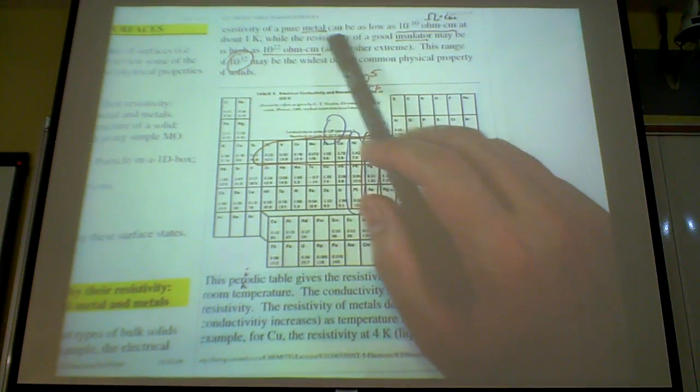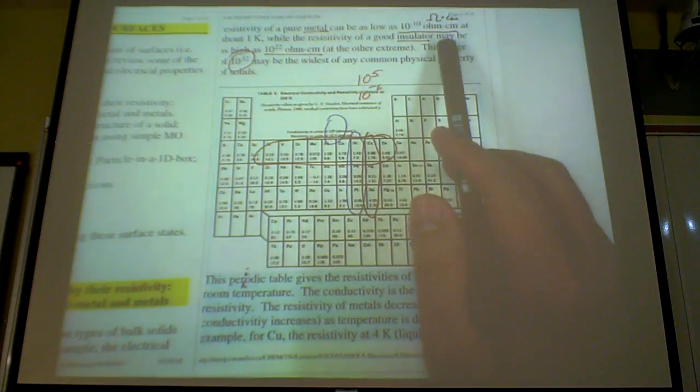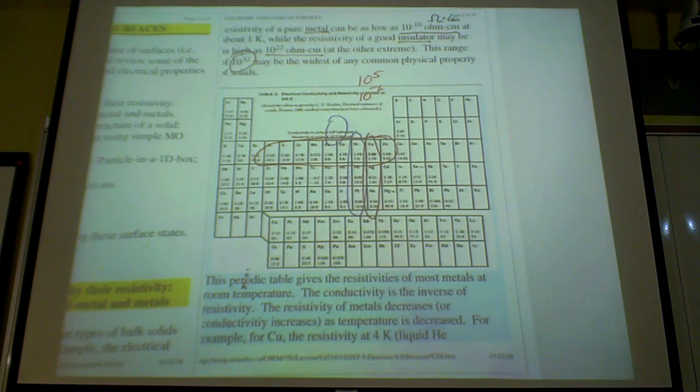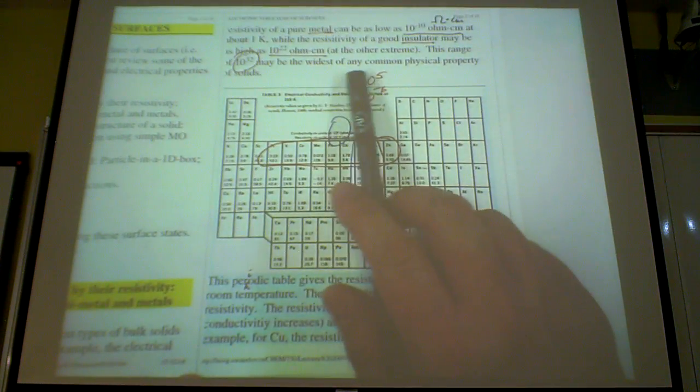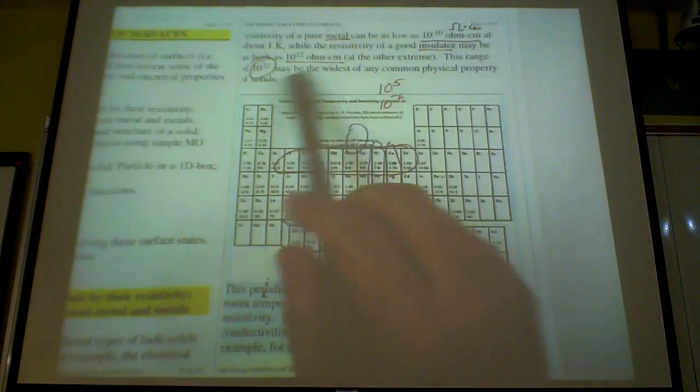Whereas a good insulator, the resistivity of a good insulator could be very high, because an insulator means that it's extremely resistive. So you have 10 to the 22nd ohm centimeter at the other extreme. So this physical property, resistivity itself, changes by 10 to the 32nd order of magnitude in nature, right? It's huge. This range of property is huge. It is one of the widest ranges of any physical property you find in solids, right? So it's impressive, this resistivity.